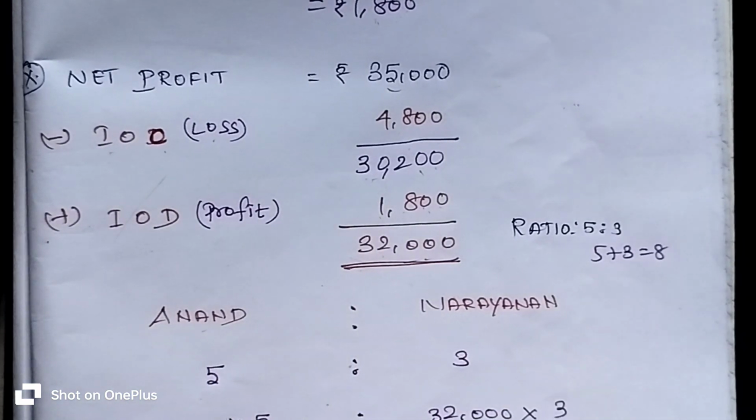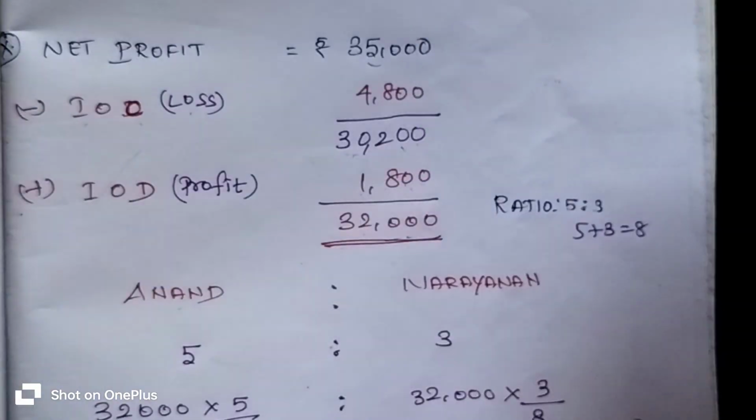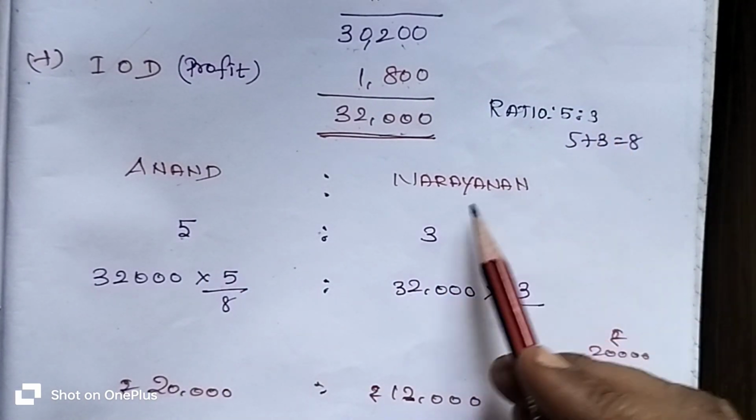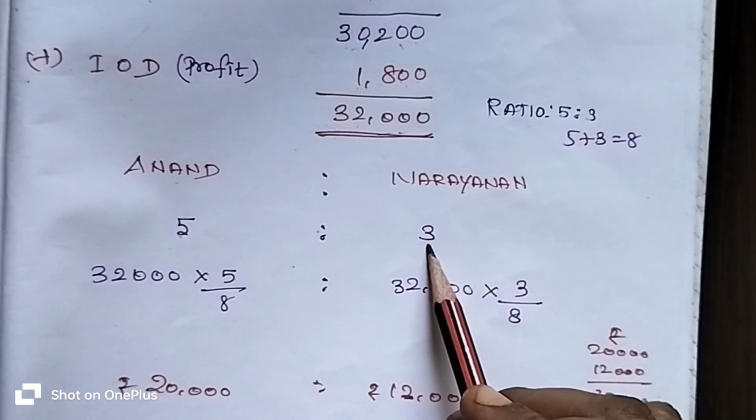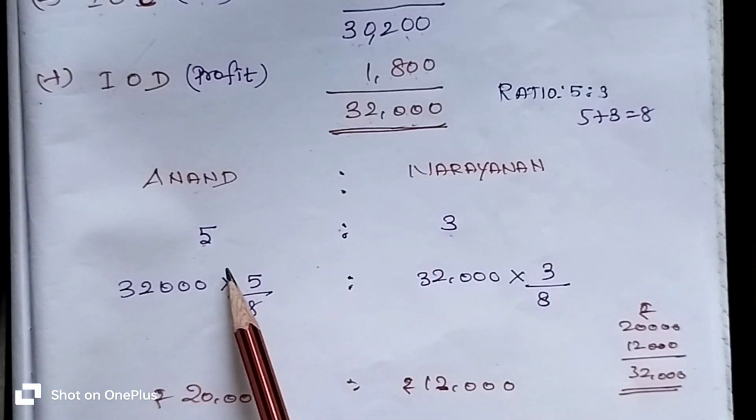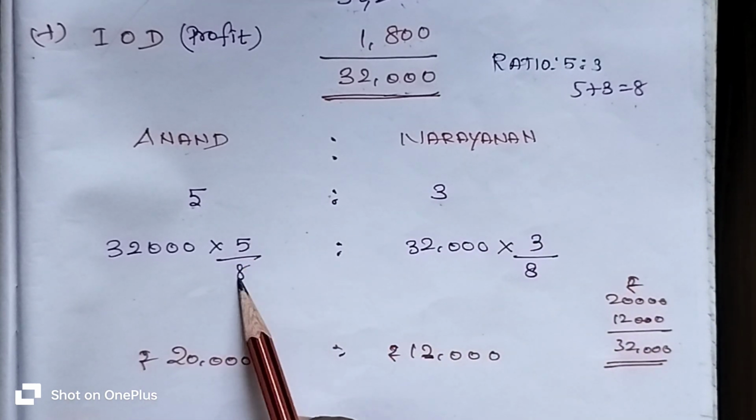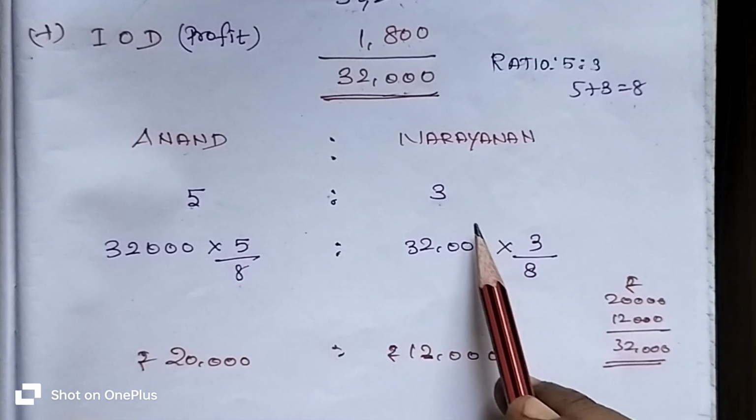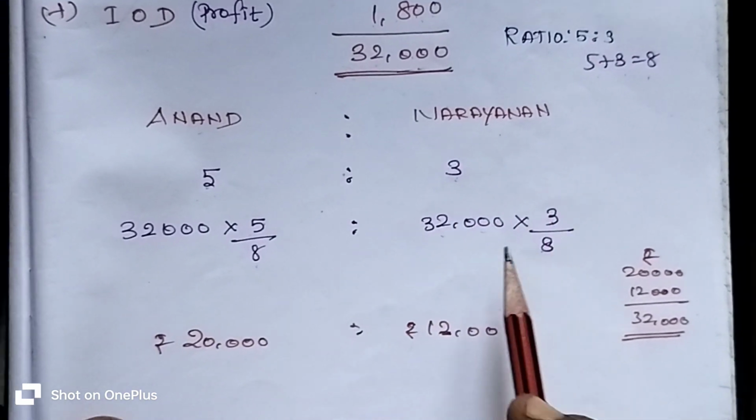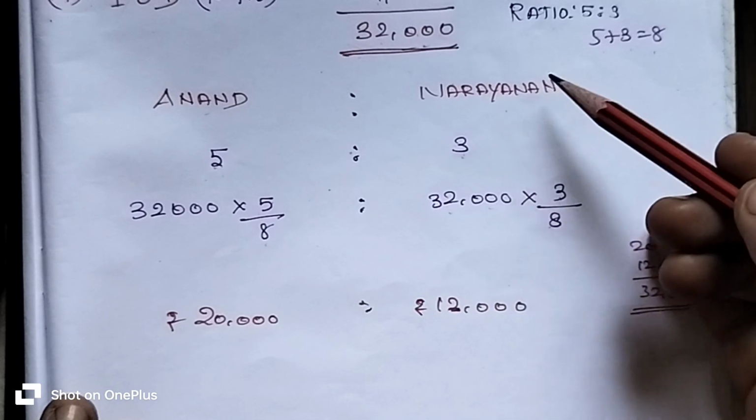Now we have to distribute the 32,000 rupees profit to the respective partners, Anand and Narayan. What is the ratio they have given? They share the profit and losses in the ratio of 5:3. 5:3 means for Anand 5, for Narayan 3. 5 plus 3 equals 8. So for Anand, 5 by 8 into 32,000 rupees, and for Narayan, 32,000 rupees into 3 by 8.